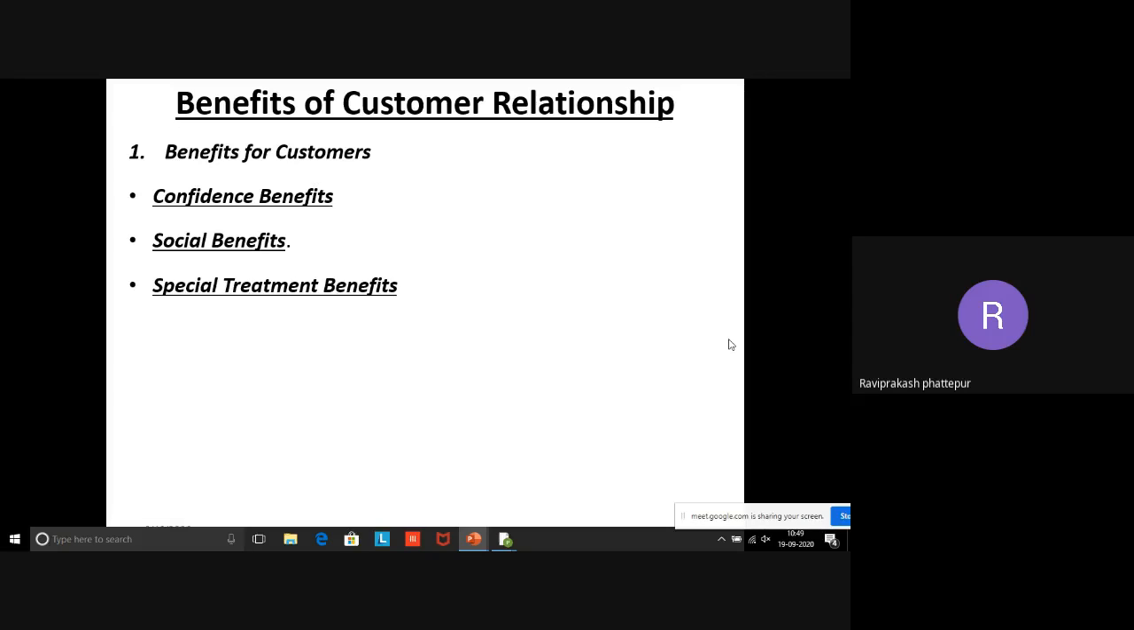Next is social benefits to the customer. Why? Because there are many firms which may say, okay, our esteemed customer, customer of the week, customer of the month, and so on. If the firms are doing so, there is a social recognition to the customer who is availing your service. So he is getting social benefits.